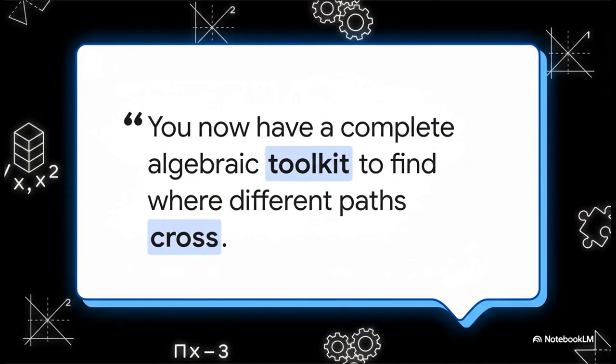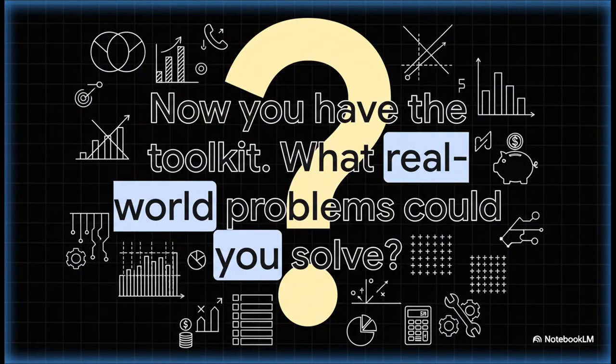Substitution, elimination, and graphing. They are three totally different tools for sure, but they all help us do the same thing. Find that one single point where different paths, different stories all cross. So now you have the toolkit. I want you to think about it. What are some problems in your own life? Comparing cell phone plans, figuring out the break-even point for a side hustle? The patterns are all around us, just waiting for the right tool to come along and solve them.